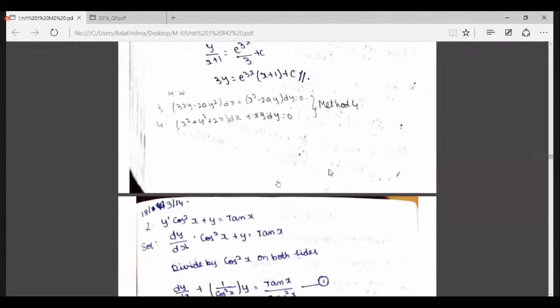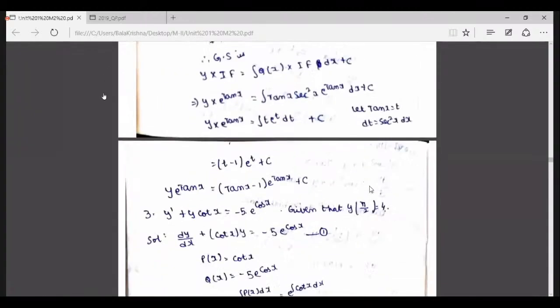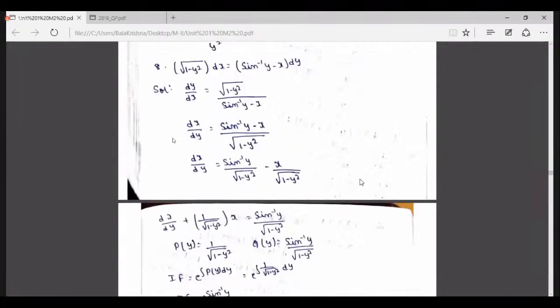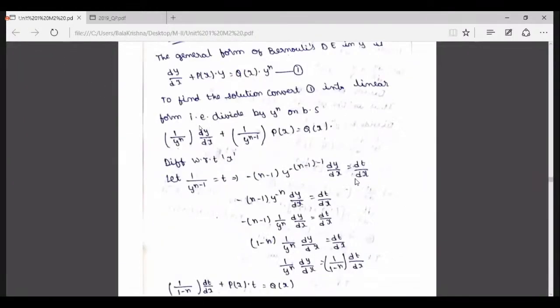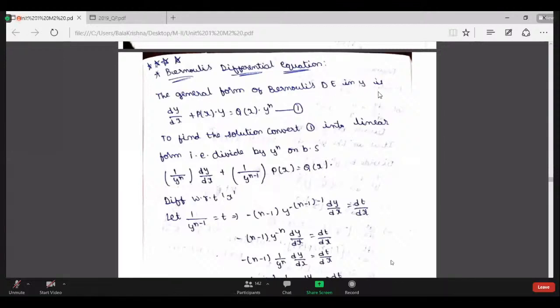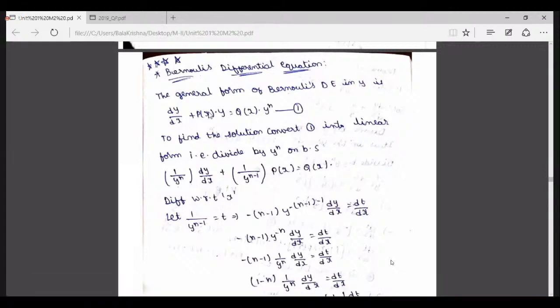So if you know how to find the solution to a linear differential equation, then Bernoulli is over, because the Bernoulli equation is the same as the linear one. Only one extra step you will be doing. Okay, very important. Generally you will always be asked Bernoulli problems. If you see the general form of the Bernoulli differential equation in y, it is the same as the linear differential equation in y, that is dy by dx plus a function in terms of x into y is equal to q of x. The extra term is that you will be having y power n.